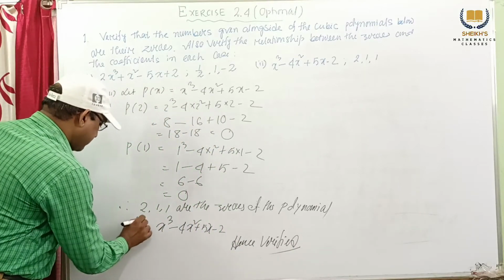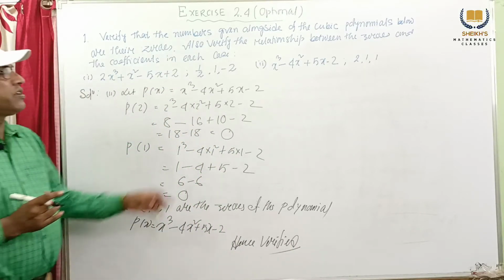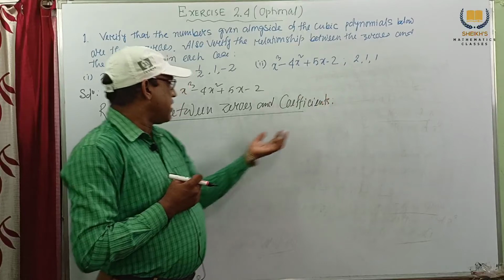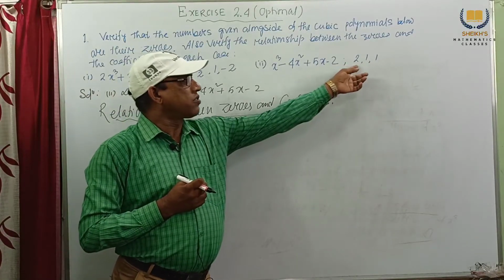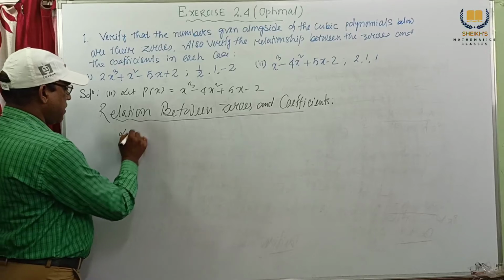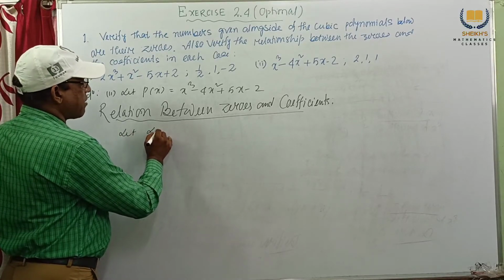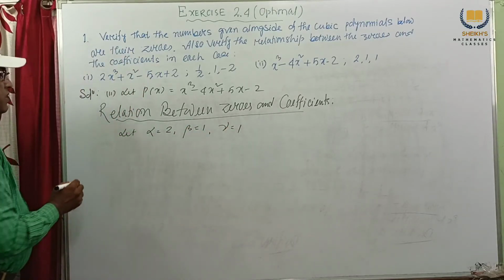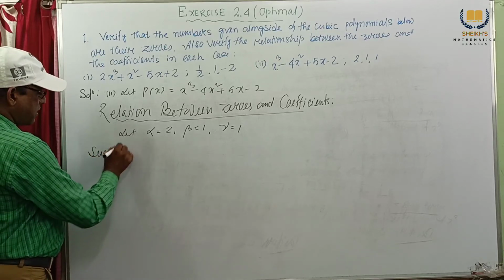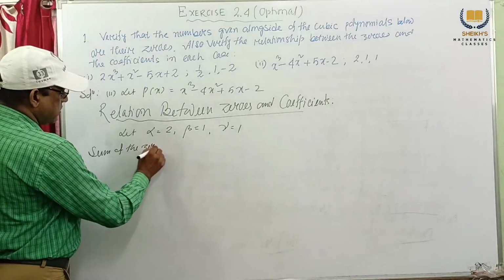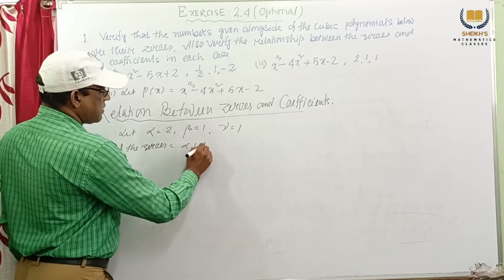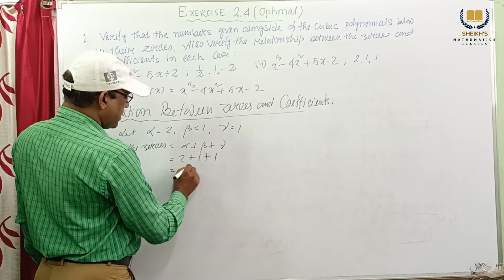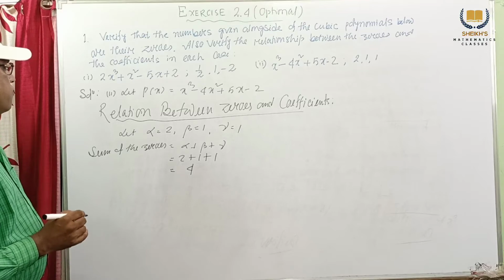This is the verification. Next we want to verify the relation between zeros and coefficient. So we consider these values: let alpha equal to 2, beta equal to 1, gamma equal to 1. First, the sum of the zeros. That means alpha plus beta plus gamma. Alpha means 2, beta 1, gamma 1, this is 4. We get 4.